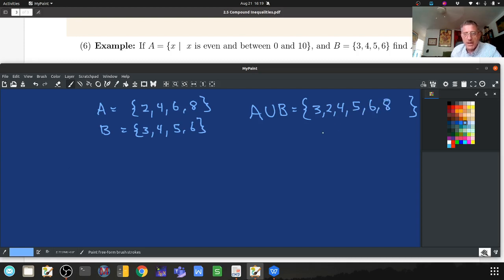So it doesn't matter. And you don't want to list elements twice. You can, but it's just confusing. A set is made up by its elements. So if 4 is listed in there twice, you just got the same element in there. It doesn't change the set. So that's the union of A and B.